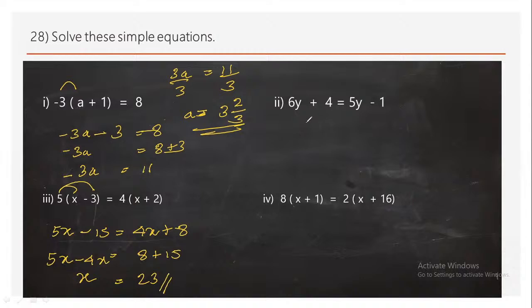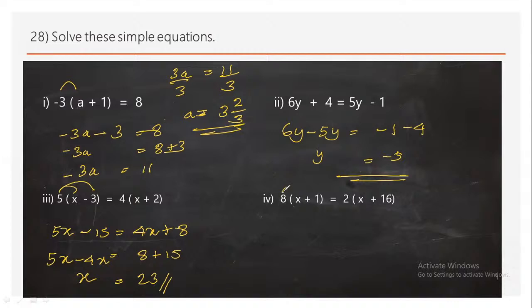6y plus 4 equals 5y minus 1. Then like terms together. 6y, borrow this plus 5y to this side, it becomes minus 5y. Minus 1, borrow this plus 4 to the other side, it becomes minus 4. 6y minus 5y equals minus 1 and minus 4. Minus 5 is the answer here. Next question.